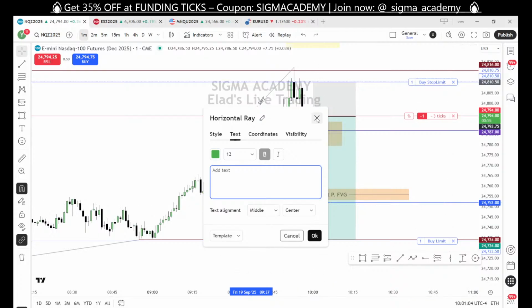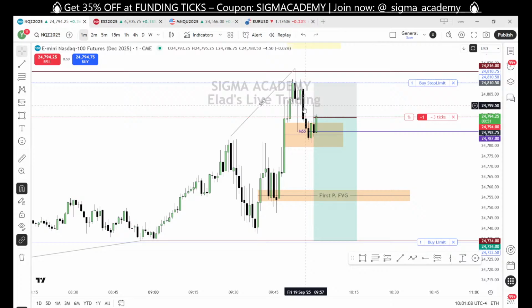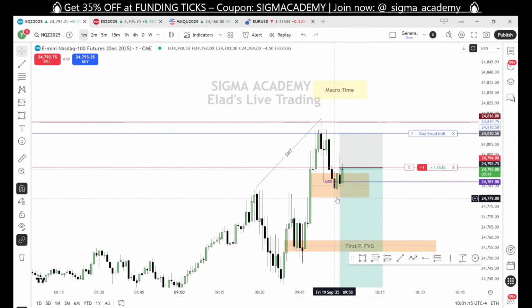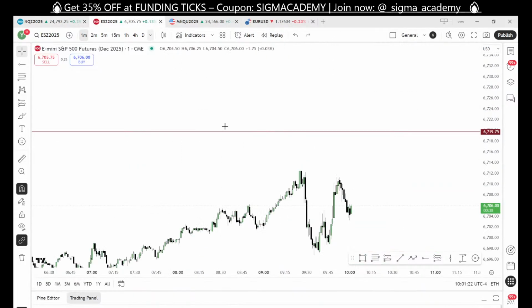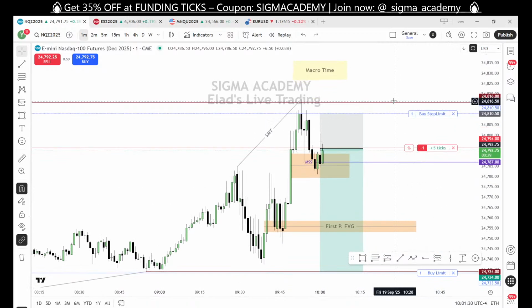This one. Nice reaction from the first fair value gap right here. I want this fair value gap to be violated. Let's see what the ES does. For now, it violates this fair value gap with SMT, as I told you. And we took liquidity, what I prefer most of the time.